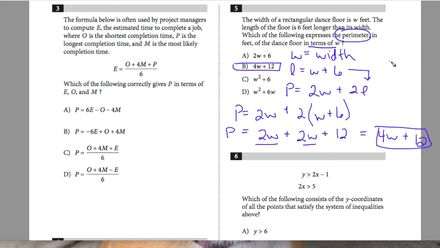You may also draw the rectangle, and if you were to draw the rectangle, it would simply look like W plus 6 on one side, W plus 6 on the other, and then you will have W for your width and W for your width. So remember, perimeter is 2 times the length and 2 times the width, and them added together. So the perimeter is the sum of all of the sides.